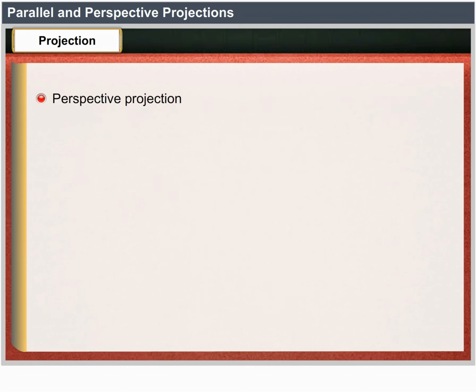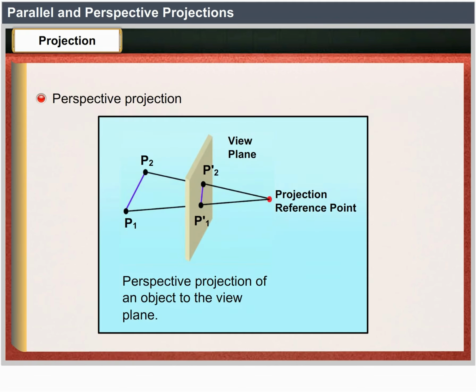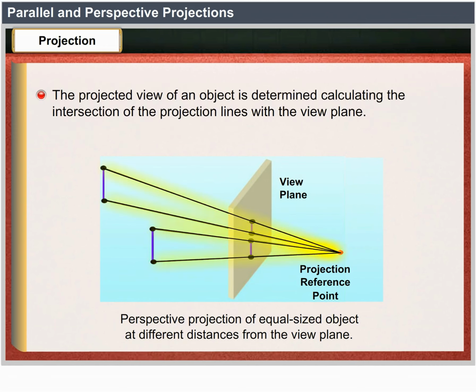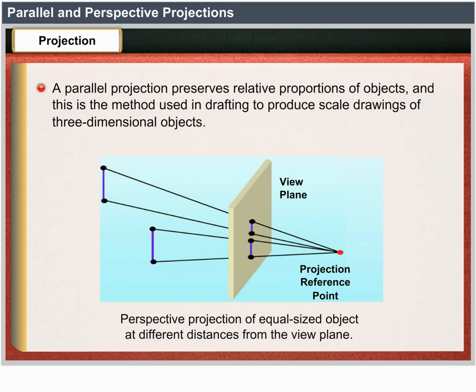Perspective projection is shown in the figure. Object positions are transformed to the view plane along lines that converge to a point called the projection reference point or center of projection. The projected view of an object is determined by calculating the intersection of the projection lines with the view plane. A parallel projection preserves relative proportions of objects, and this is the method used in drafting to produce scale drawings of three-dimensional objects.